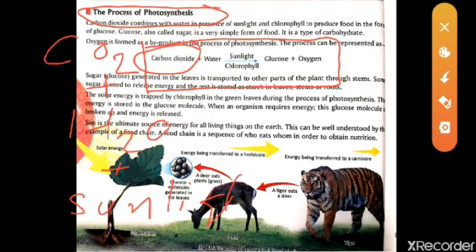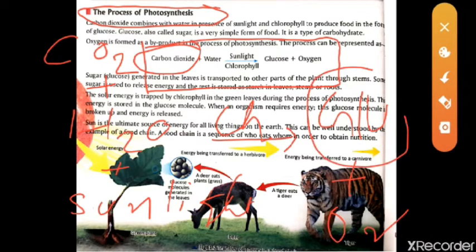If we are having this carbon dioxide, water, sunlight, and in presence of chlorophyll. Chlorophyll means the green color that is present in the leaf. Then by these 4 raw materials, the green plants can produce glucose plus oxygen. That means this glucose is the food for the plants. So this is photosynthesis.